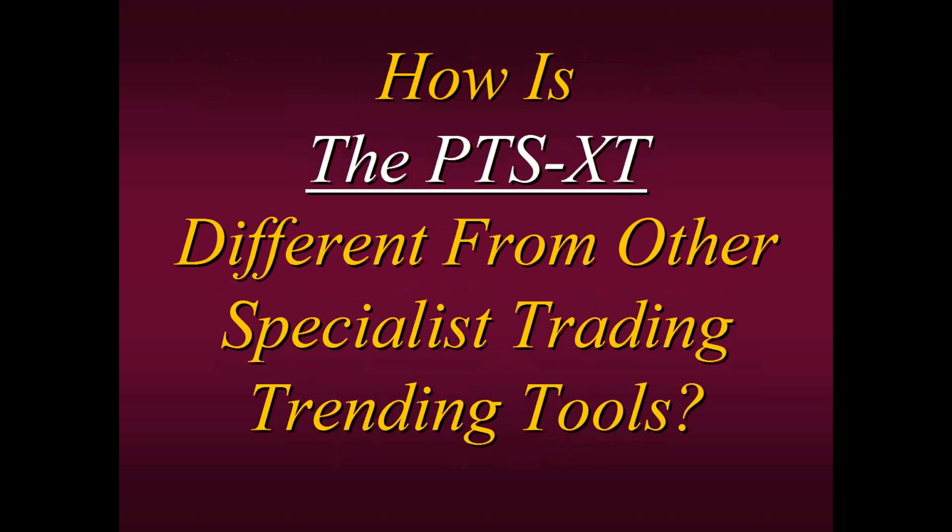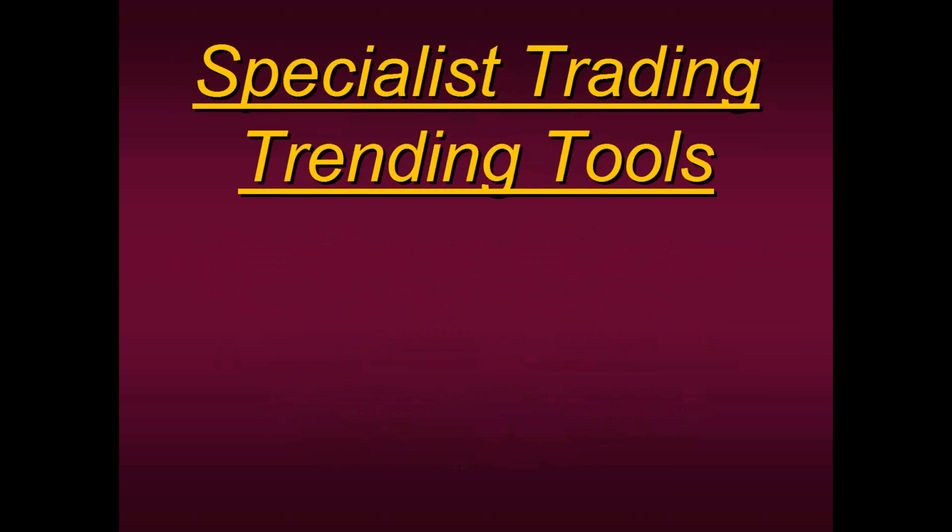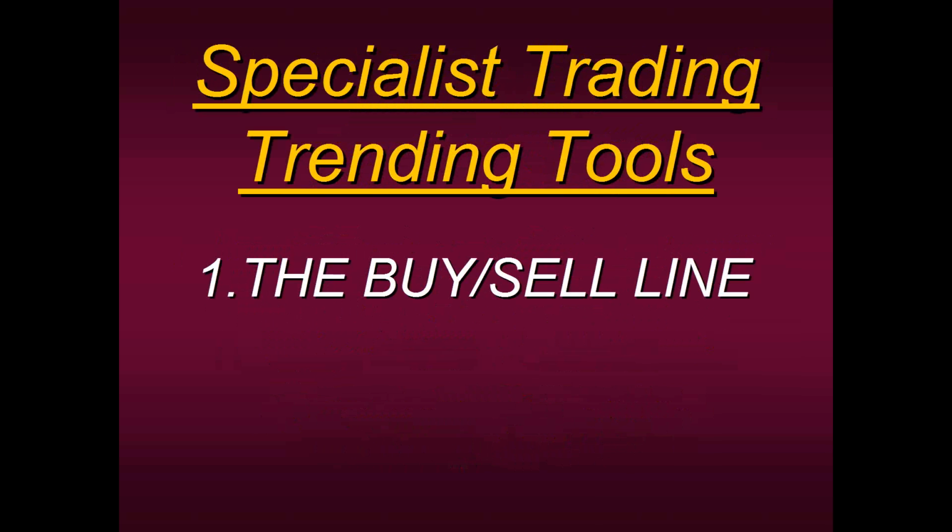Now, next question. How is the PTS XT different from other specialist trading trending tools? I'm sure a lot of you are saying, well, Steve, you're always talking about trading with a trend. You've got these other tools. So how is this any different? Okay, well, let's talk about specialist trading tools. Let's talk about our two main tools. Now, the first one is the buy-sell line. You've heard me speak about this. This is, in my opinion, one of the most valuable tools and indicators we have.